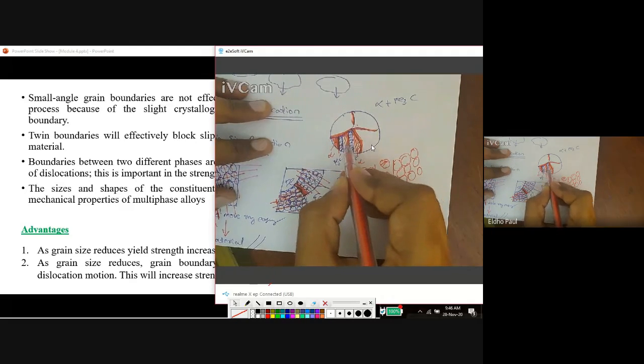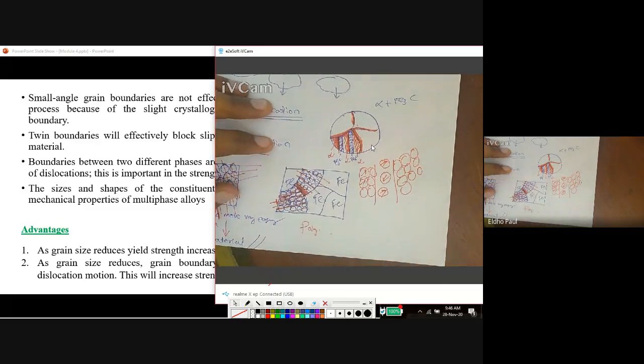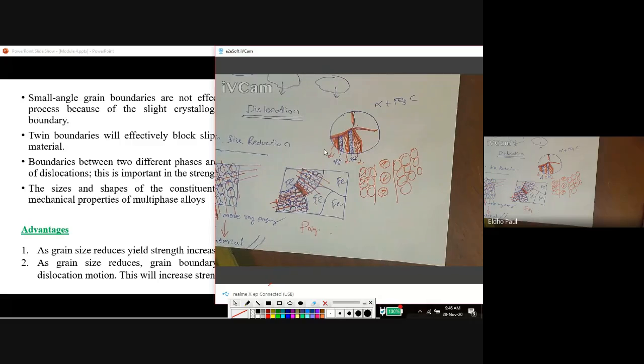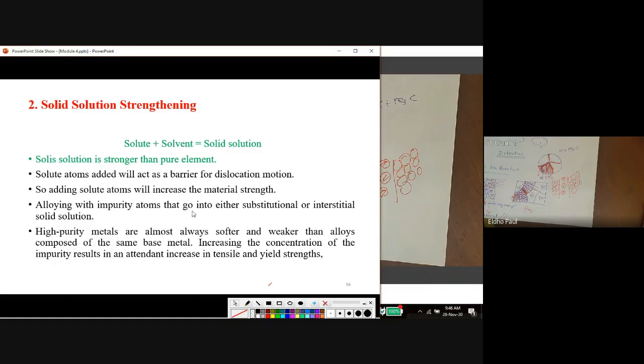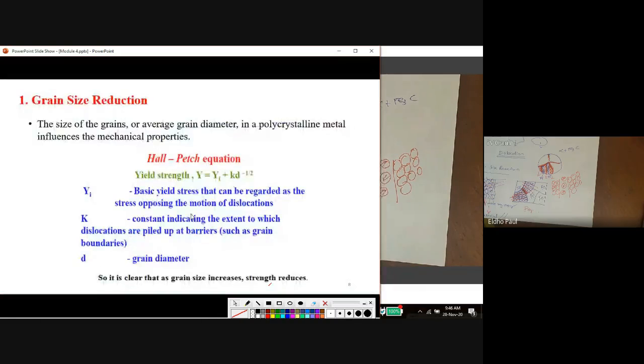Okay, the separation surface between the alpha and Fe3C. There will be a separation, so that also offers a resistance for the movement of dislocation. That is explained here. Boundaries between two different phases are also impediments to the movement of dislocation. That is important in the strengthening of more complex alloys. So by reducing the grain size, we can improve the strength. That is the first strengthening mechanism, how the grain size affects the strength of the material. So we have to make a material with fine grains to improve the strength.